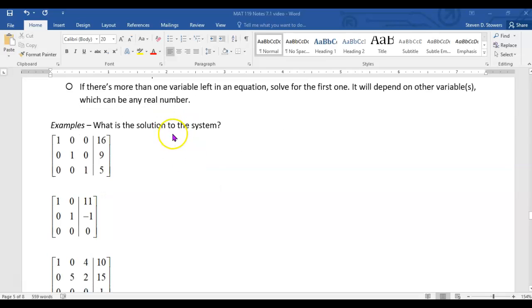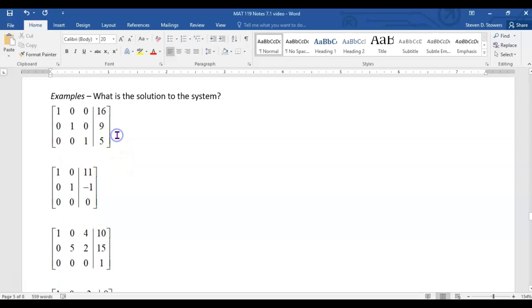But let's work through some examples where we go from a matrix to what the solution to the system is. Okay, so here we have the matrix 1, 0, 0, 16, 0, 1, 0, 9, 0, 0, 1, 5. The top row would be telling us that x equals 16. The second row would be telling us that y equals 9. And the third row would be telling us that z equals 5. So the solution to the system would just be 16, 9, 5.